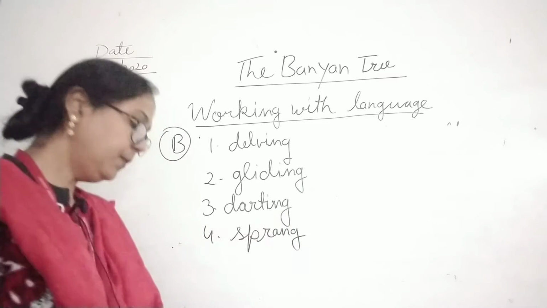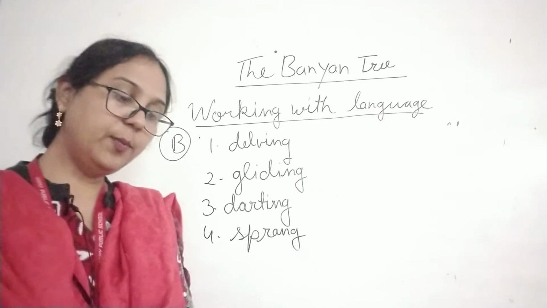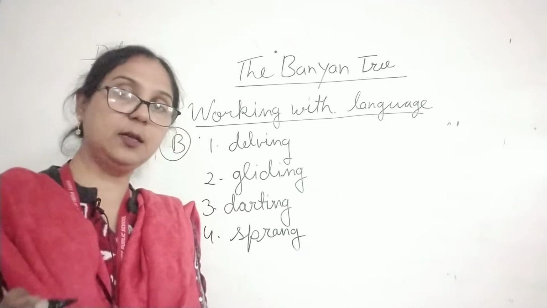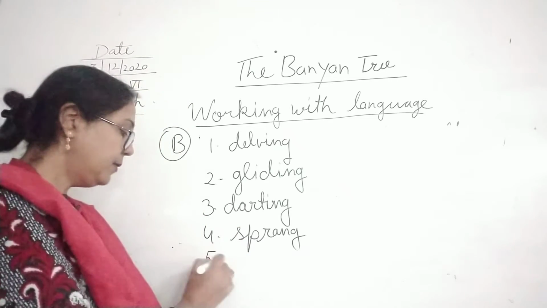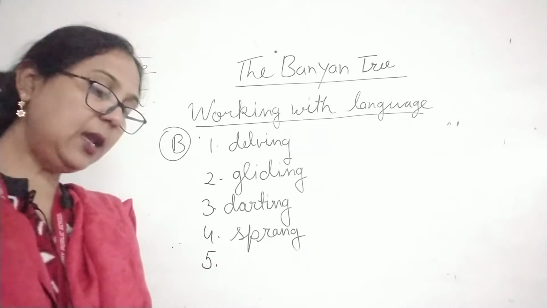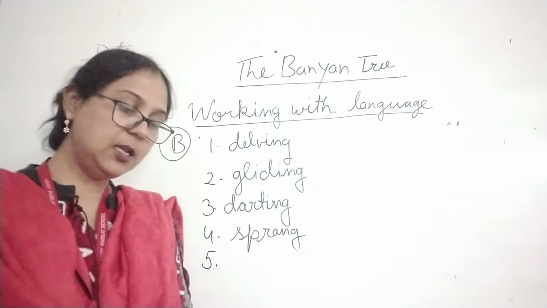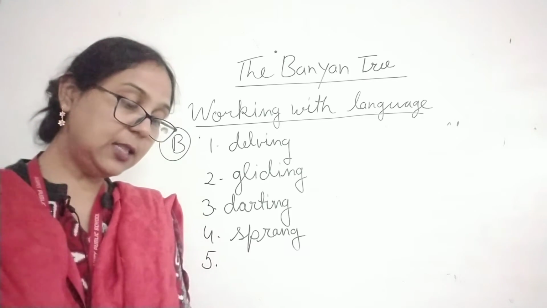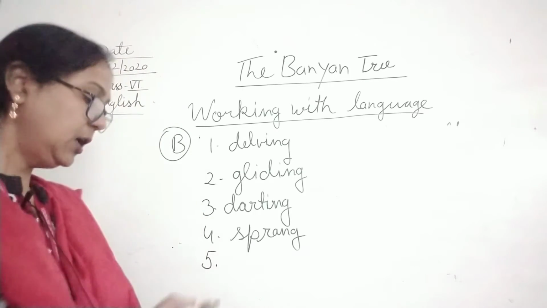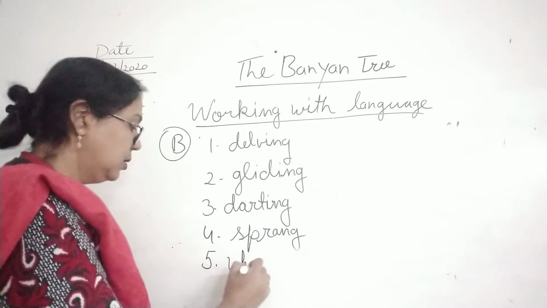Sprang. So when the cobra tried to bite it, the mongoose sprang aside. So that is the correct word. Now number 5. The snake dashed his head, dashed to strike at the crow. Now we are going to write the snake dash. It means whipped.